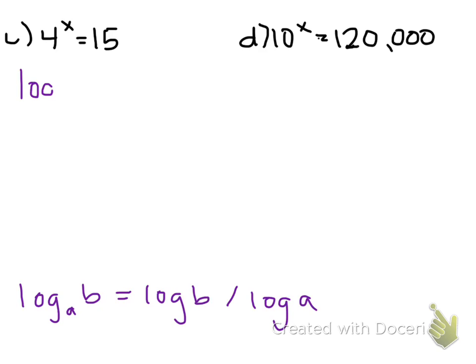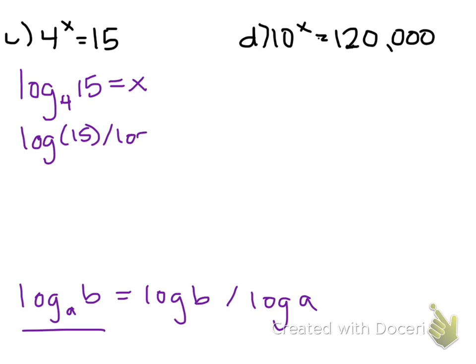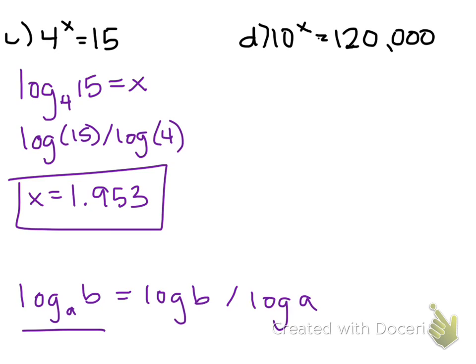So I'm in exponential form. To put this in log form, I'll have log base 4 of 15 equals x. And notice by doing that one step, I've now isolated the x. And then this is where we're going to use the whole change of base, and you would type in the calculator log 15 divided by log 4. And when you do that, you get x equals 1.953. And we'll do some practice on typing this in the calculator tomorrow.